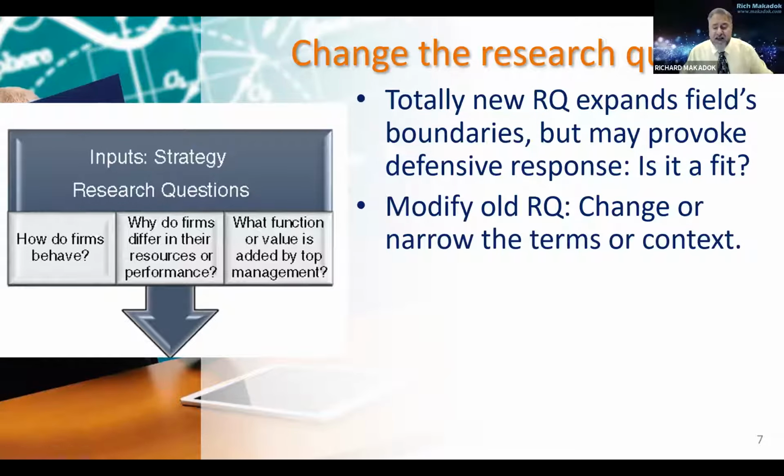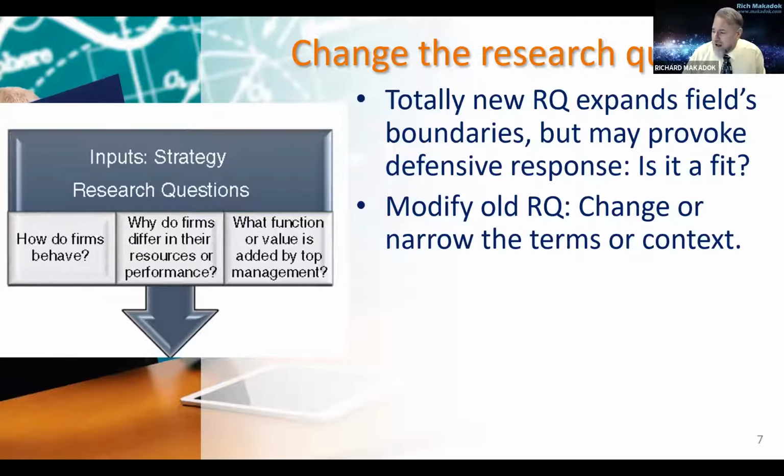Okay. So a second way of changing the research question is to modify an old research question, right? So one way to do that is to perhaps change or narrow the terms or the context. So, for example, let's go back to that fundamental question in strategy that Rumelt, Schendel, and Teece asked: what is the function or value added by the headquarters unit in a diversified firm? Well, I could change the context of that question. I could say, what is the function of or value added by the headquarters unit in a nonprofit organization? Or what is the function of or value added by the headquarters unit in a government agency, right? So that would be changing the context of the question.